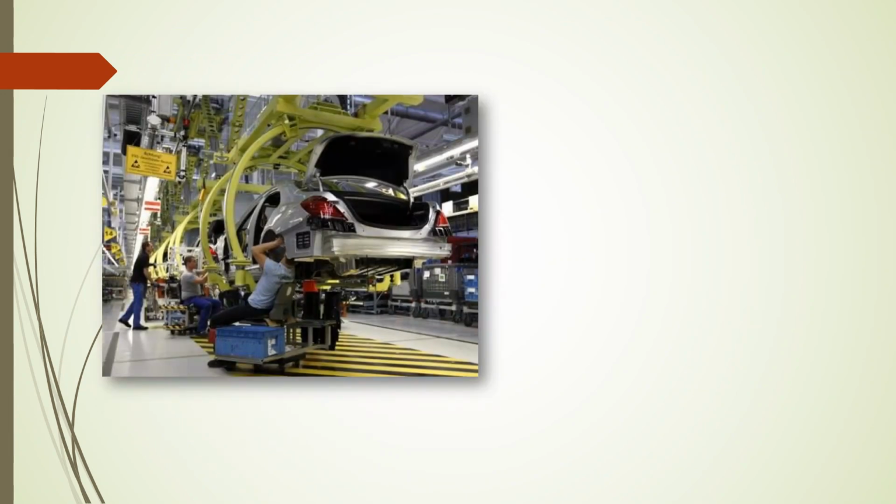And here you can see a picture. What do you see in this picture? This is a vehicle assembling industry. In this picture you can see the people, or the laborers, have been engaged in assembling the vehicle.